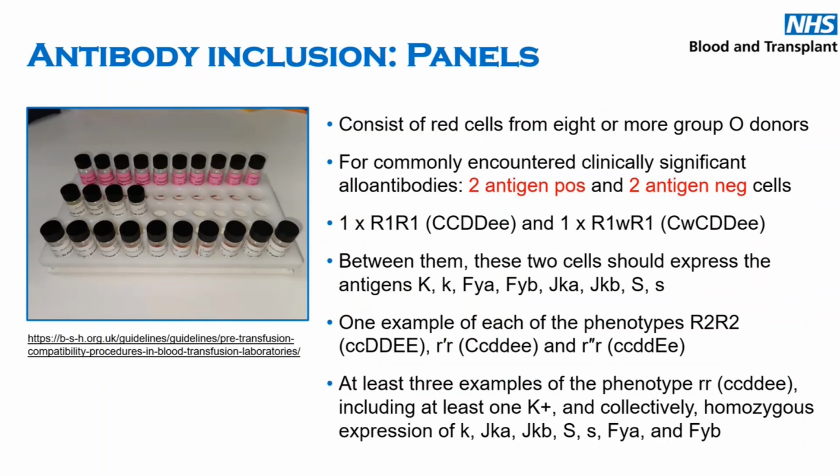So having a look at your BSH guidelines, when you make a panel, it's got to be done in a certain way. It needs to be group O, because you don't want any interference from any blood group ABO antigens, or antibody, sorry. For your commonly encountered clinically significant antibodies, so these are the ones that are going to cause your transfusion reactions, and you want to confirm these, you've got to have 2 positive examples within the panel and 2 antigen negative examples within the panel for all of the antibodies.